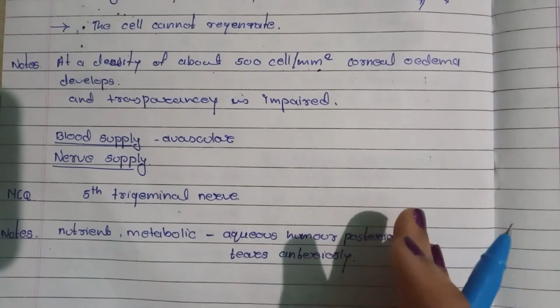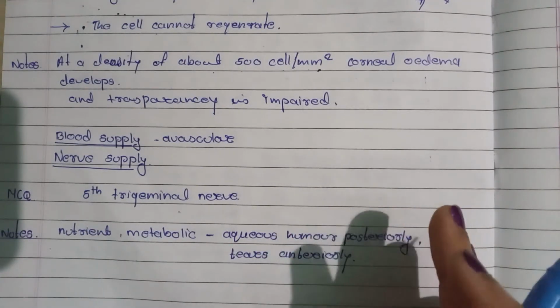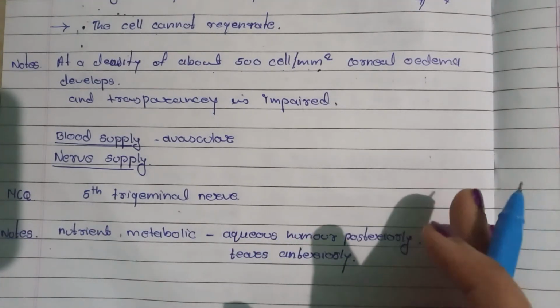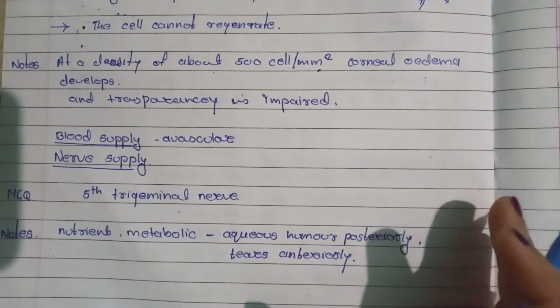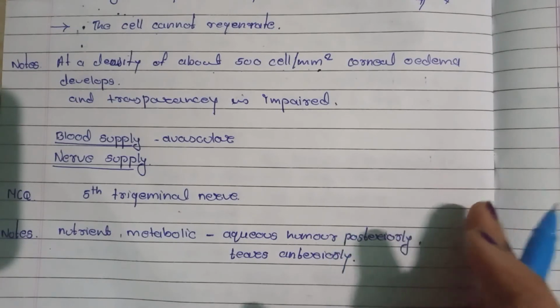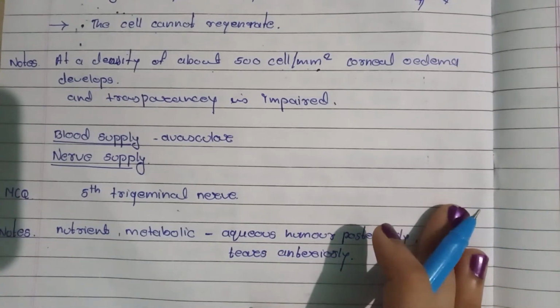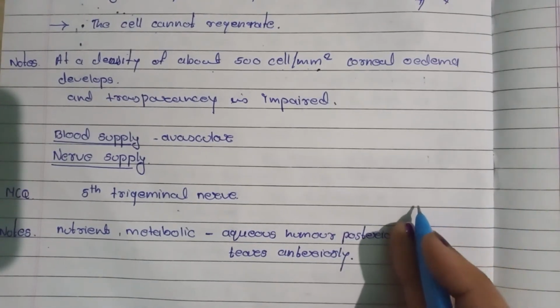And one more point I am going to say is that recently some scientists have proposed a sixth corneal layer, which is also called Dua's layer. This sixth corneal layer is present between the stroma and the Descemet's membrane.